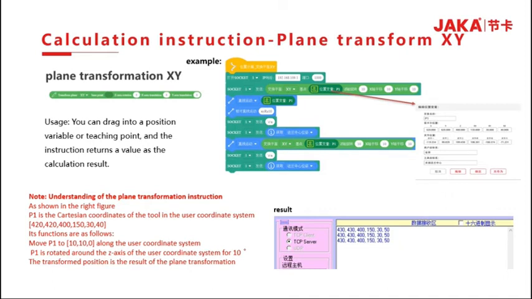P1 is the Cartesian coordinate of the tool in the user coordinate system. Its function is to first translate P1 along the user coordinate system X, Y directions by 10 mm, and then rotate P1 around the user coordinate system Z-axis by 10 degrees. The changed position is the result of the plane transformation.